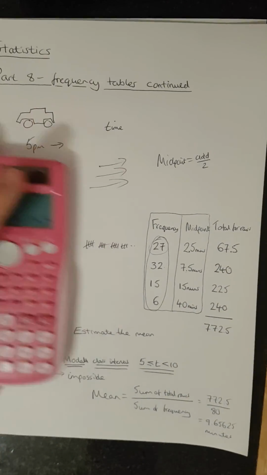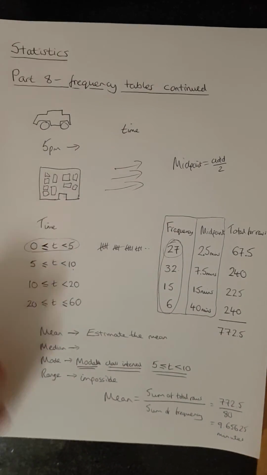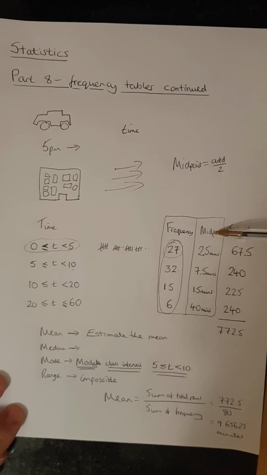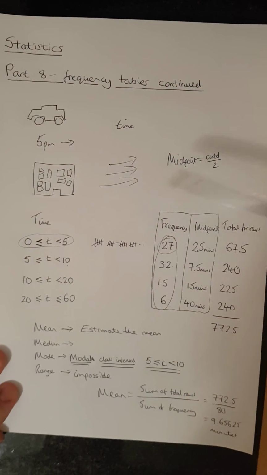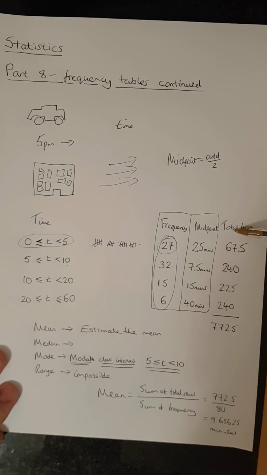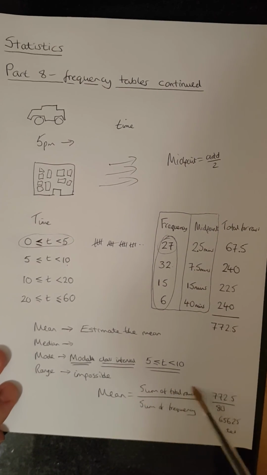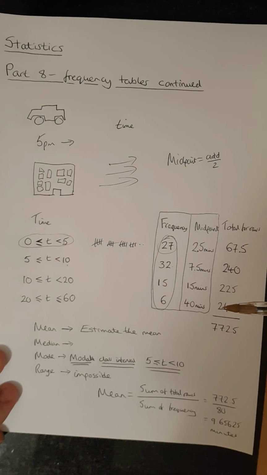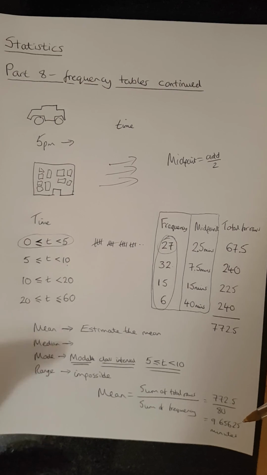But what we've got here is a clear method for where we take the midpoint of the interval, we use the midpoint and the frequency to get our row totals, and then we do the sum of the row totals divided by the sum of the frequency for an estimate of the mean. So you now need to think this through, pause, check, and then go and try some questions until you feel confident. And we'll look at estimating the median in the next video.